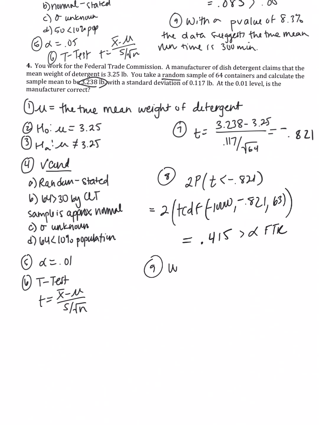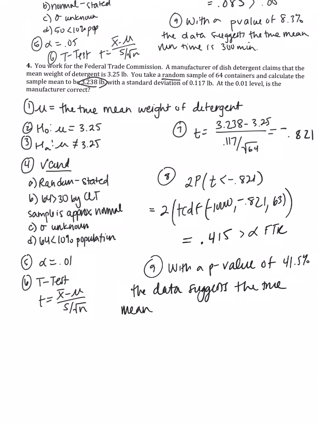So for step 9, with a p-value of 41.5%, the data suggests the true mean weight of detergent is 3.25 pounds. Cool. So yeah, manufacturer seems to be correct.